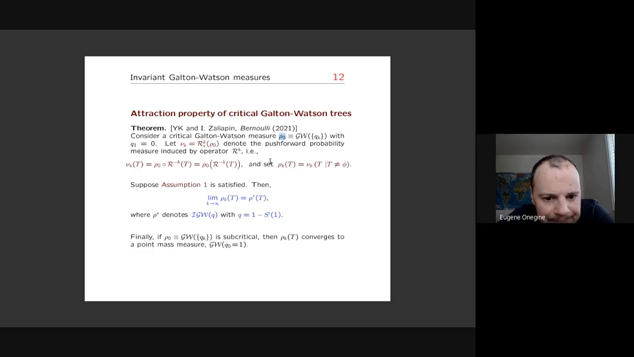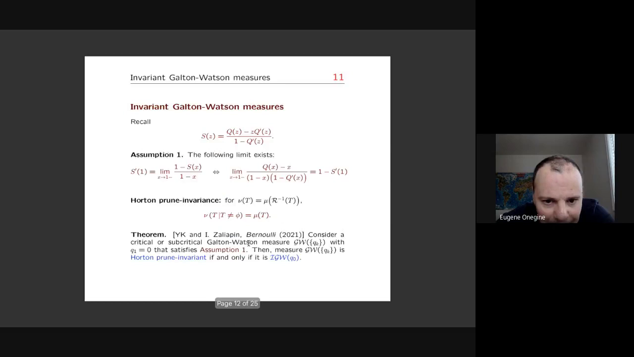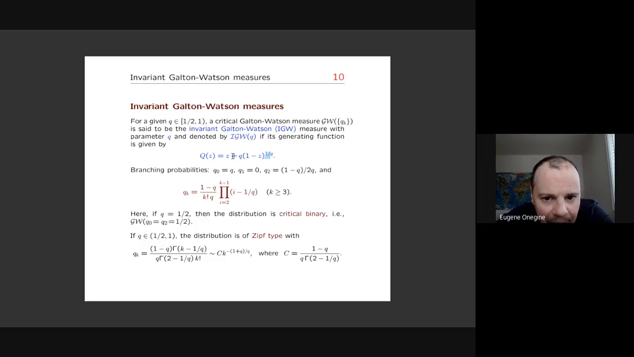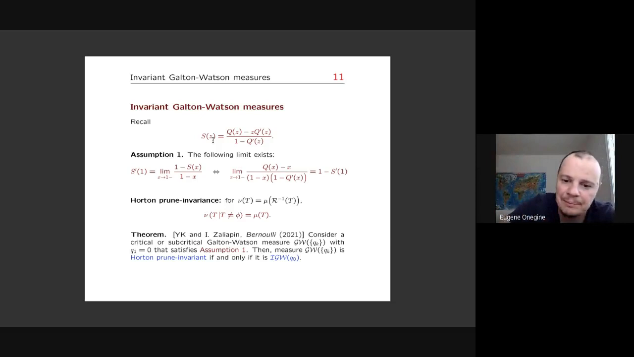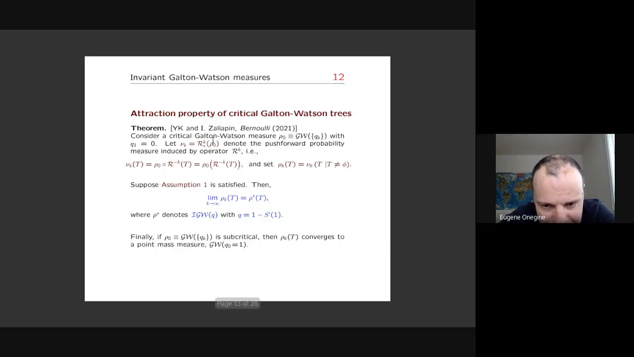And as we know from the Burd, Waymire, and Winn result of 2000, in the case of a subcritical measure, the attractor is known, it's just the Galton-Watson measure with Q0 equal to 1. Now, if you roll back, what is Q0 equal to 1, or Q equal to 1, in here? Q0 equal to 1 corresponds to IGW Q where Q is equal to 1. So it's also an attractor. It's the boundary point in the range of Qs in this one parameter family. So those were our main results.